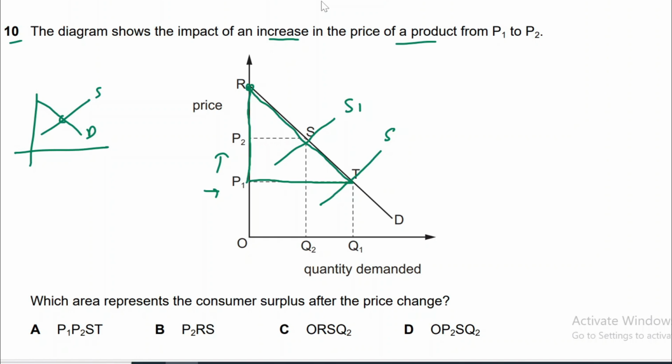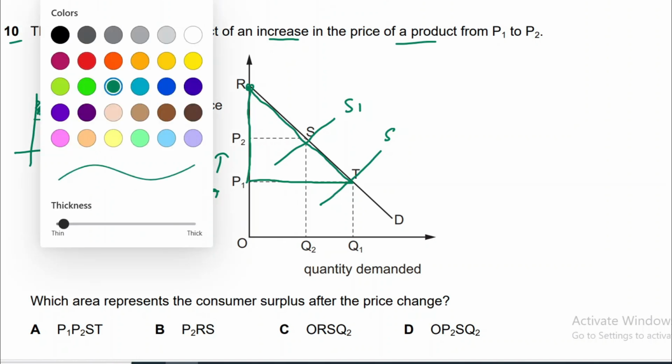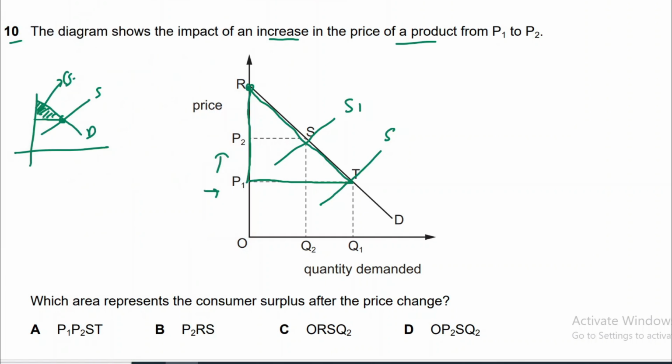So consumer surplus is the area above equilibrium price. So this is the equilibrium price and this is the area below the demand curve. So this area represents consumer surplus. Initially consumer surplus was P1, R and T, this bigger triangle, and when price increases to P2, the new consumer surplus will be this much. Again, the area above equilibrium price and below the demand curve is consumer surplus. So the new consumer surplus is this much area, and this is P2RNS. So option B is the correct answer for this question.